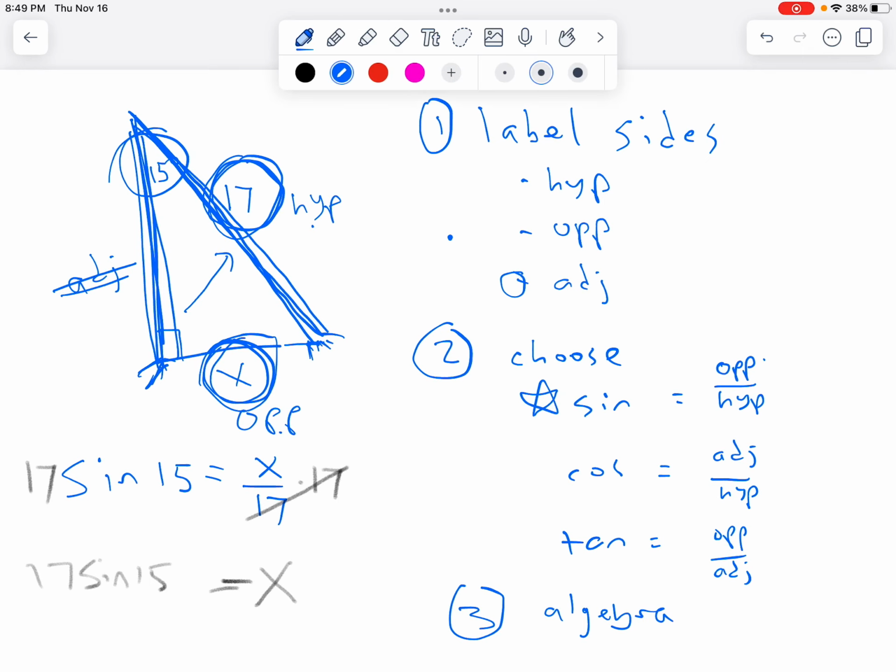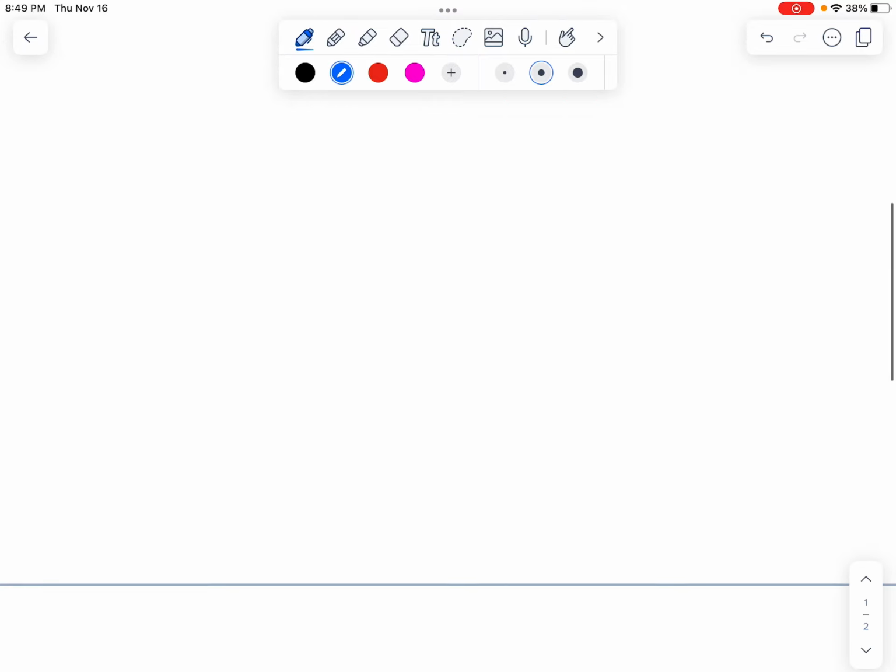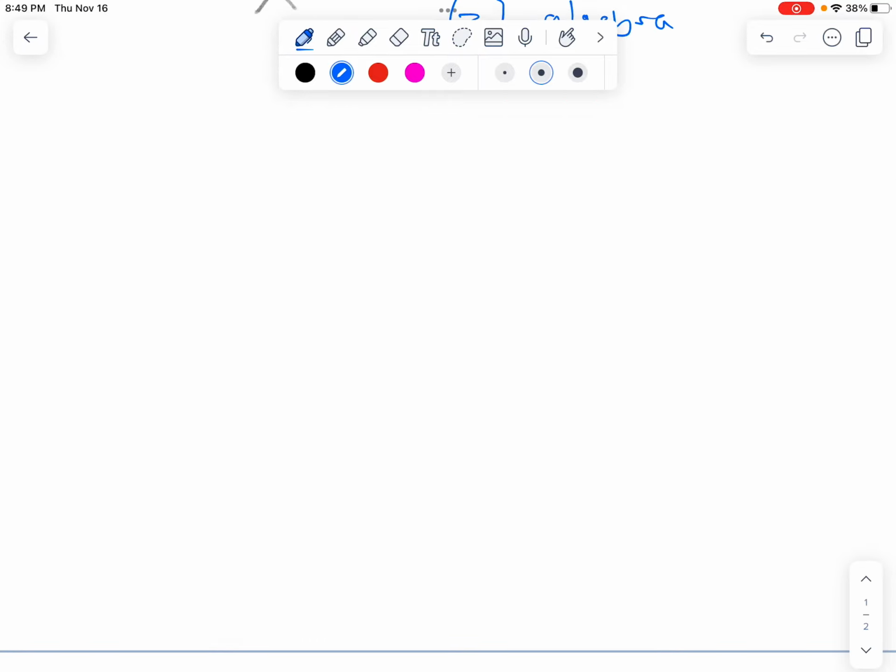All right, let's go down and do a different question. I want you to try this one on your own. Let's say this is 37, and this is 11, and we're trying to find that side x. So go ahead and walk through those three steps. Number one, you're going to label your sides. Number two, you're going to choose whether sine, cosine, or tangent applies. And number three, you're going to do a little bit of algebra.